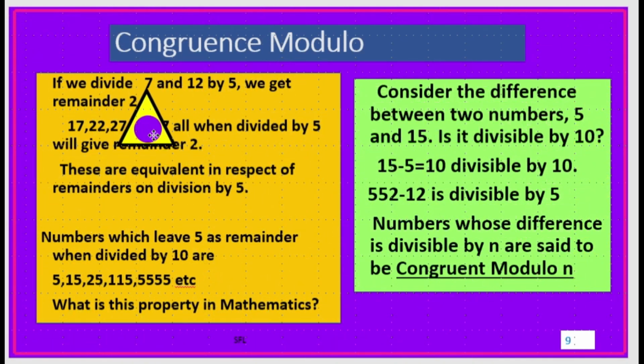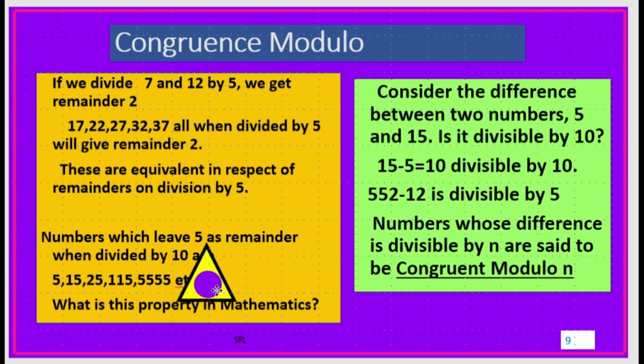If we divide 7 and 12 by 5, we get remainder 2. 17, 22, 27, 32, 37: all these numbers when divided by 5 will give the same remainder 2. These are equivalent in respect of remainders on division by 5.